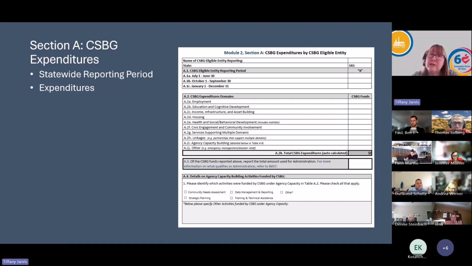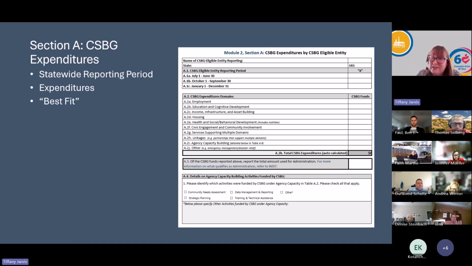Expenditures can be equal to or less than your allocation. Most likely it's less than, but it usually can be equal to. But then CSBG is a little wonky because you have carryover. It depends on if you have any carryover funds. So it's not absolutely 100% where the allocation is smaller than the expenditures.